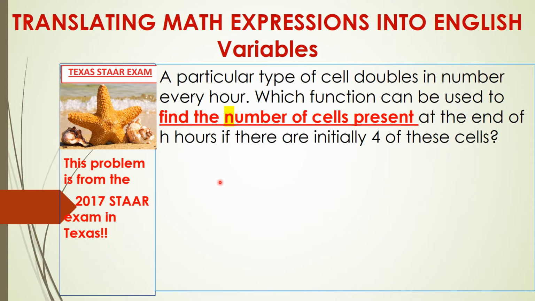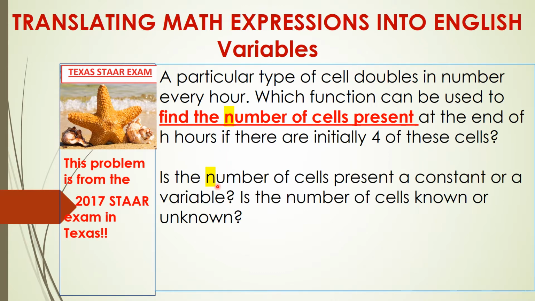So let's think about this for a minute here. One of the things you always want to look at in a word problem, which is in English, is what are they asking you for? Are they asking you here for the number 4? Are they asking you for h? No, the word find means that that's what we're going to look for. So we're going to find the number of cells present.